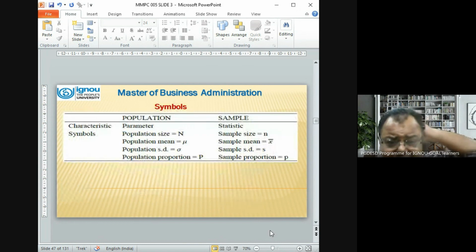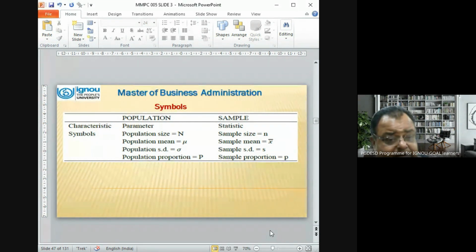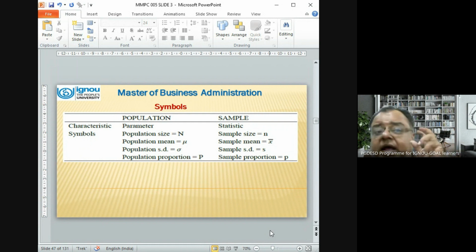Now, these are the different terminologies we are going to use. When we talk in terms of population, that is a parameter. Population size is taken as N. You might remember something we discussed yesterday. Population size is N, population mean is mu, population standard deviation is sigma, and population proportion is capital P. It is not going to change. You have to differentiate, and every time in the numerical part or the theory part, you have to keep this in mind.